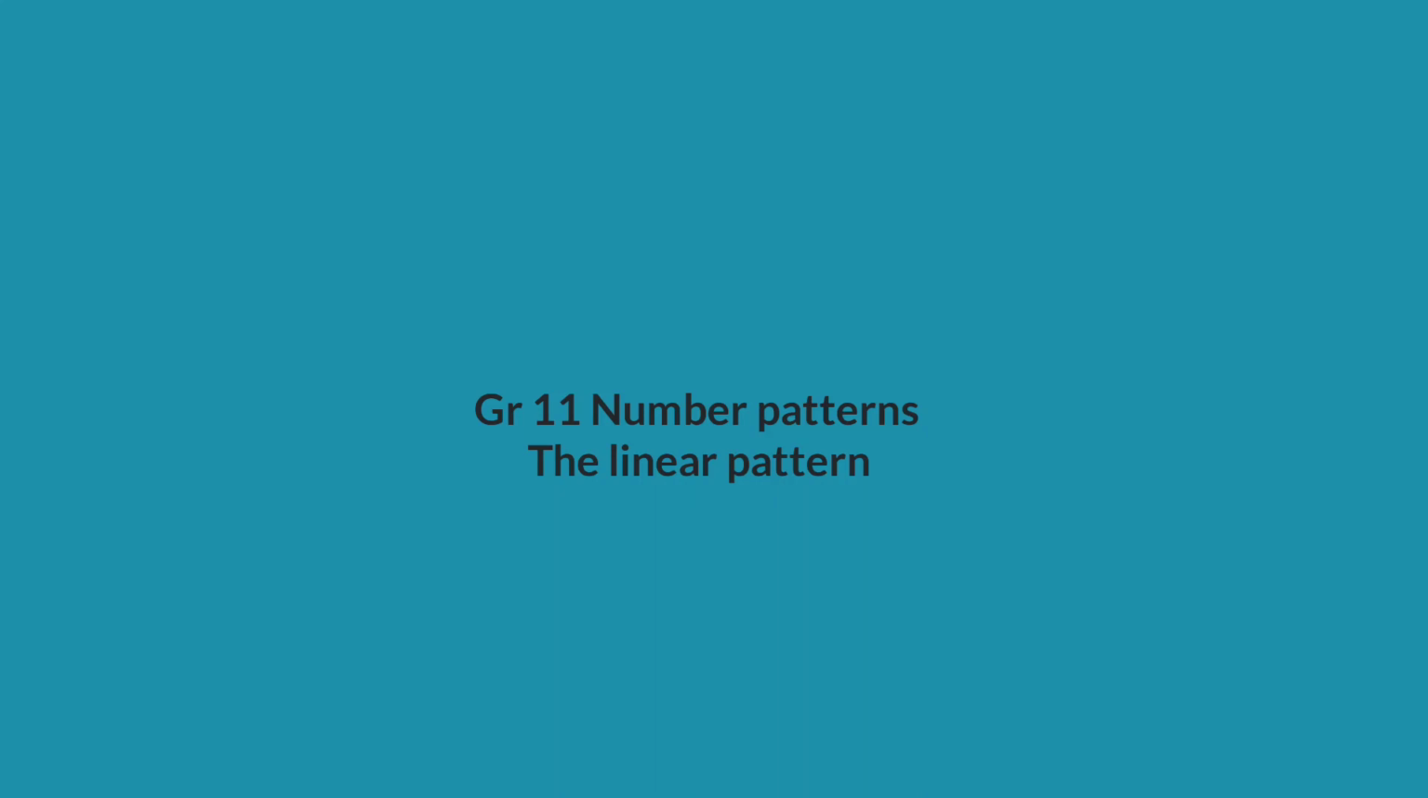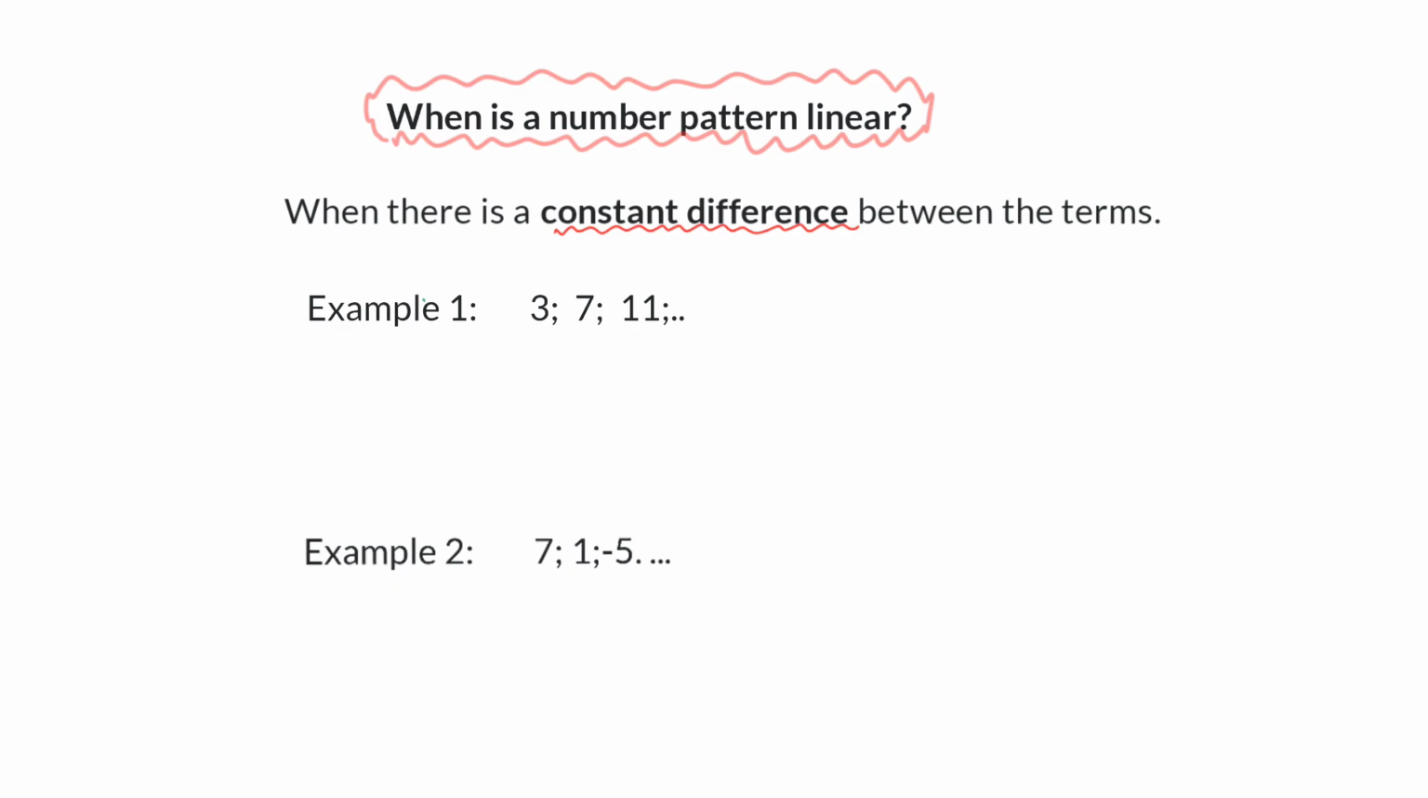Today we are discussing the linear pattern. So when is a number pattern linear? A number pattern is linear when there is a constant difference between the terms. Okay, let's have a look at example 1.